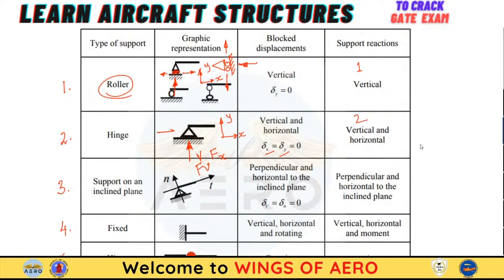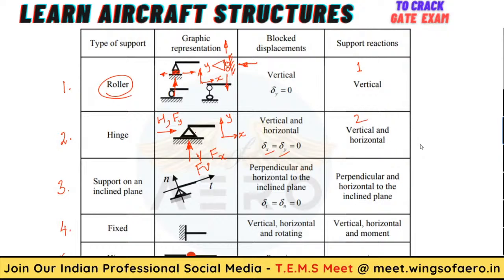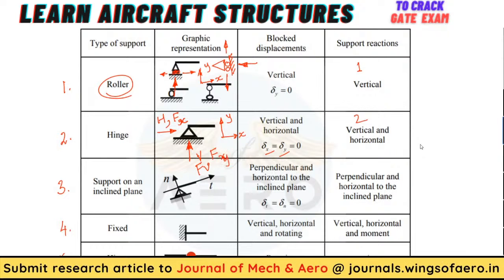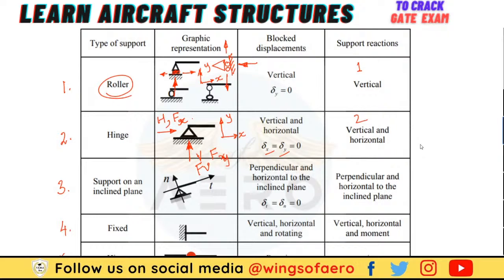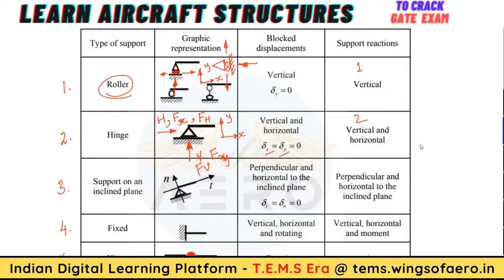So it will be like this. Either it can represent the horizontal one, h, or f suffix y. Sorry, this is f suffix y, this is f suffix x. Because along the x direction, this is vertical along the y direction, or it is also known as f suffix h.